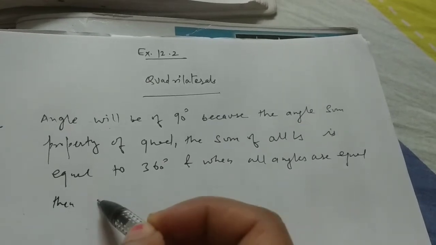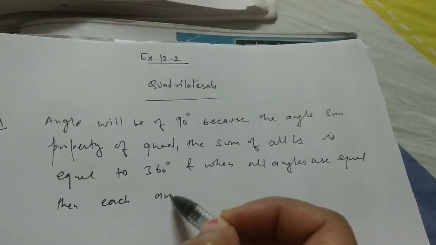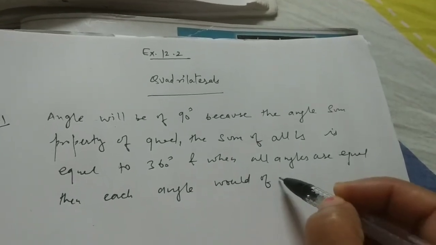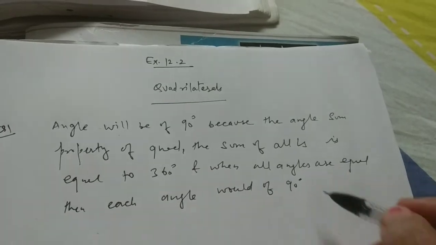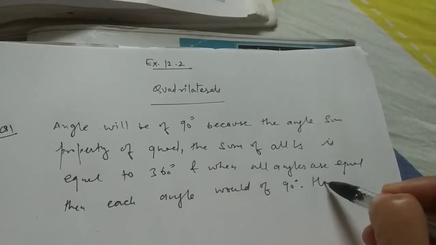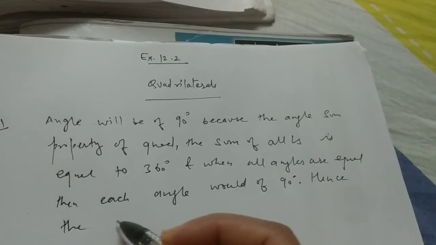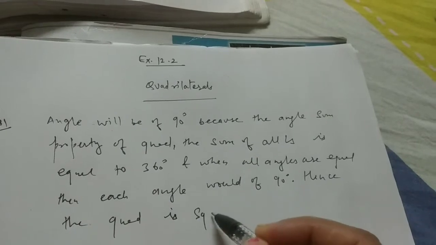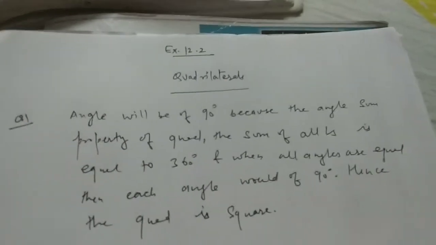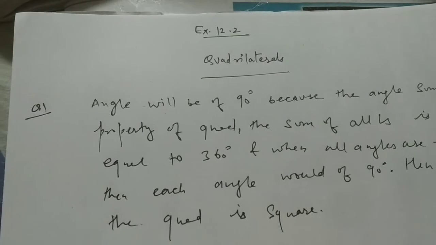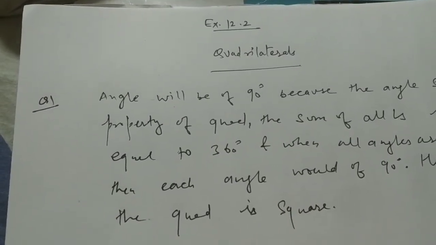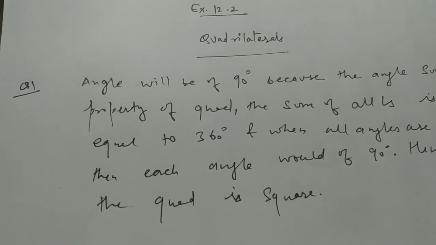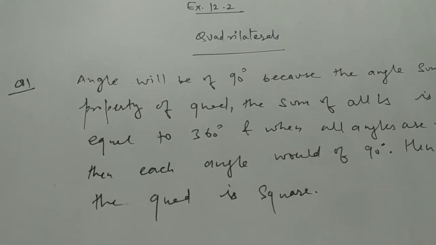then each angle would be of how much degree? 90 degree. So we can say hence the quadrilateral is square. Hope the question is clear. So we have to find out the angles of a quadrilateral whose all angles are equal. So square is the quadrilateral whose all angles are equal.